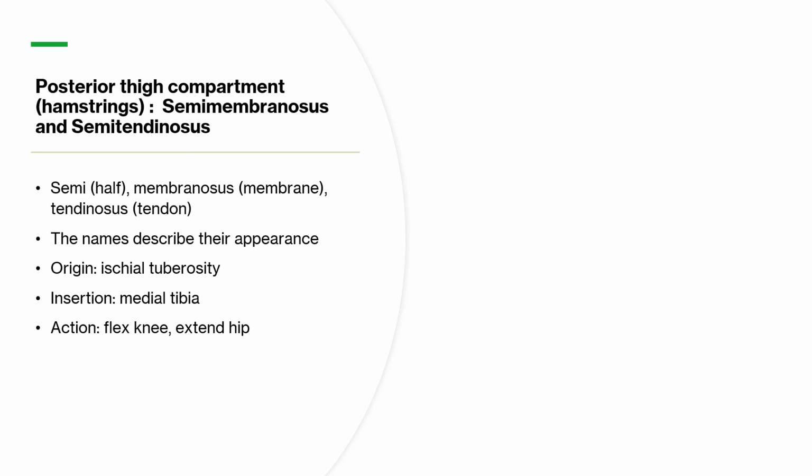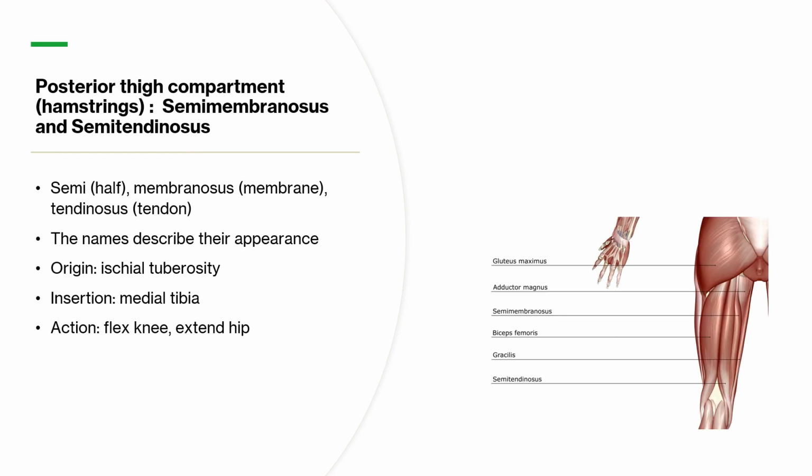Posterior thigh compartment, hamstrings, semimembranosus and semitendinosus. Semi means half, membranosus means membrane, tendinosus means tendon. Their names describe their appearance. They originate from the ischial tuberosity, just like the biceps femoris does. And just for a fun fact, the ischial tuberosity is a part of the ischium, the part of the hip that you sit down on. They insert on the medial tibia, and they act to flex the knee, but they also extend the hip since they cross the hip joint.